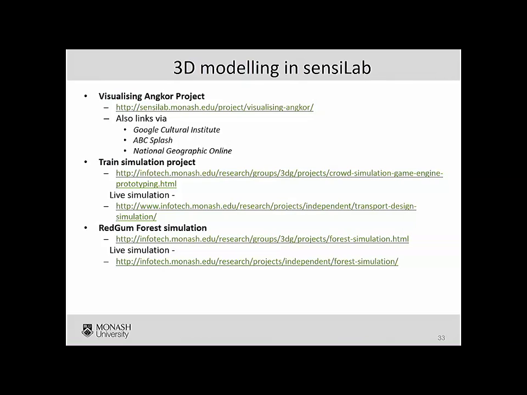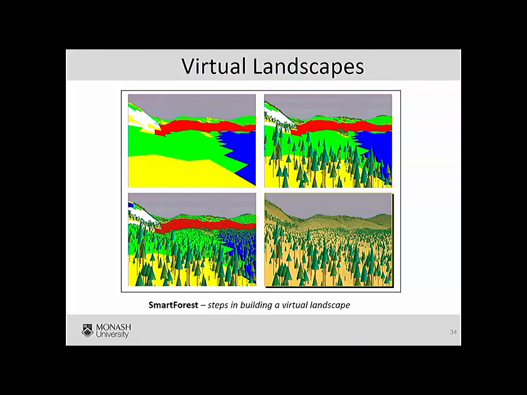millions of dollars involved. And SensiLab has lots of examples of 3D modelling, where we use 3D modelling to visualise something, and we can then simulate it and have a look at it. I recommend you go and have a look at some of these. Smart Forest is exactly this kind of thing, about building a virtual landscape, working out, if we look at the underlying soil types, how do trees grow over time? How do they spread?